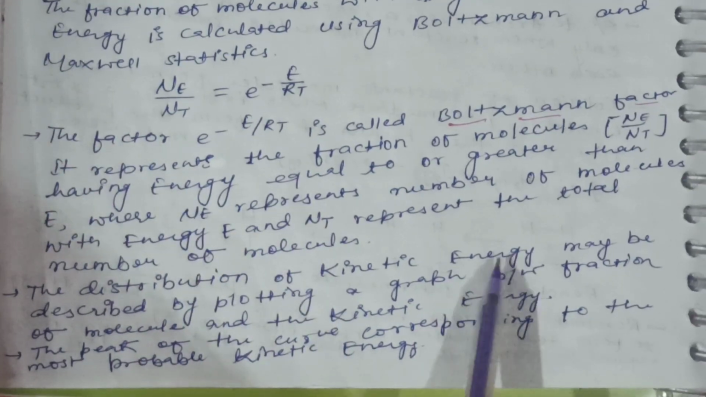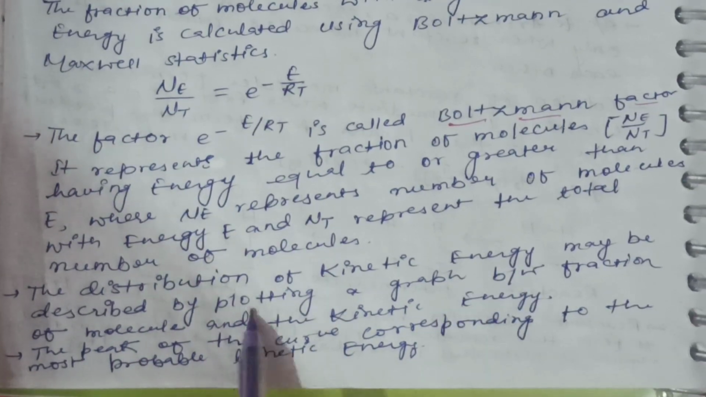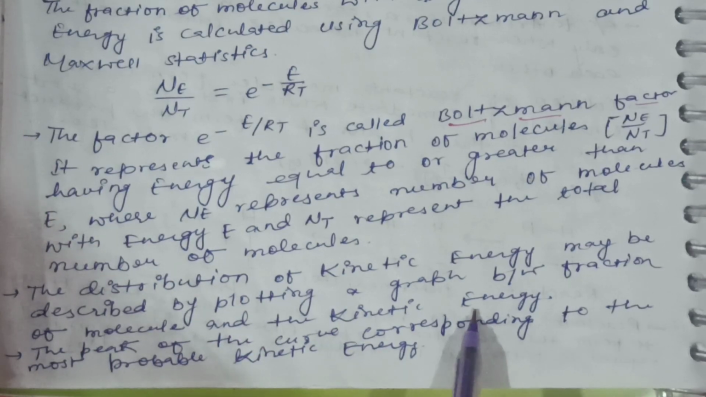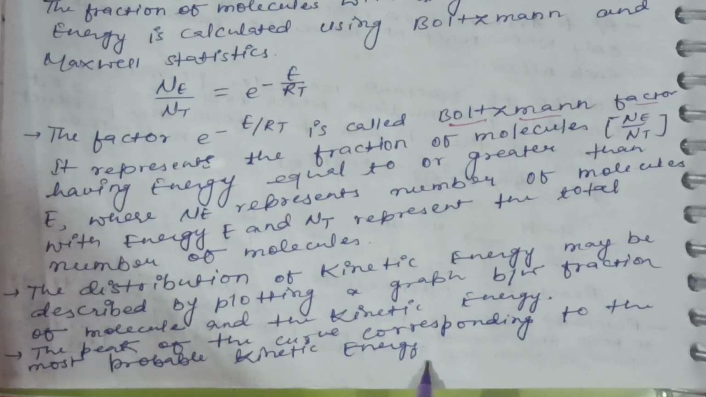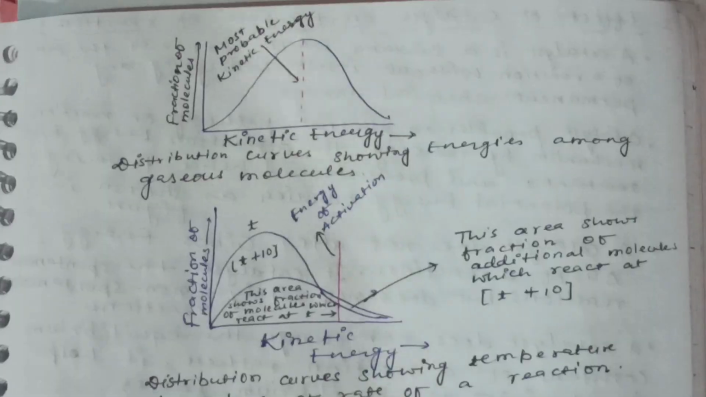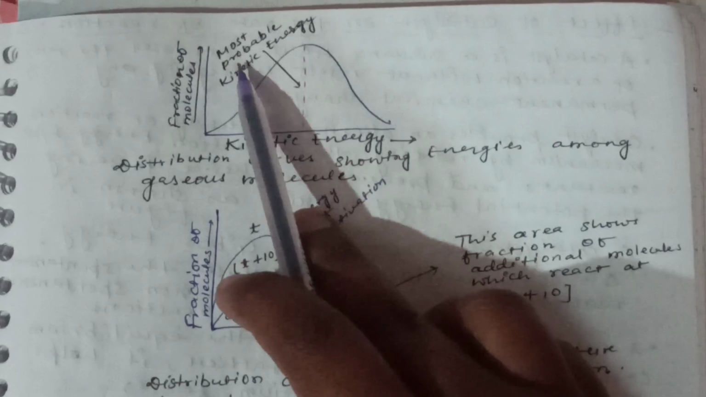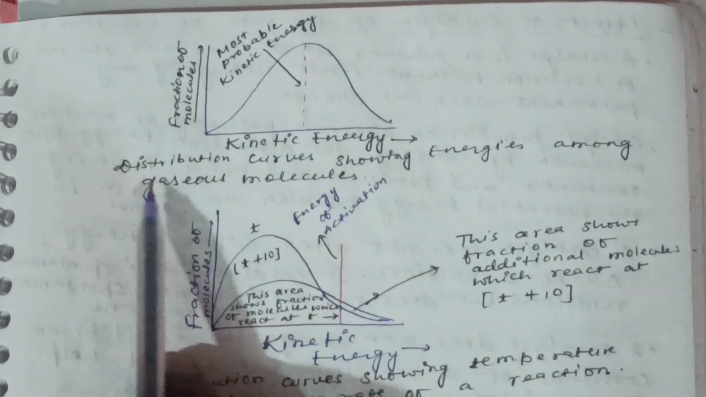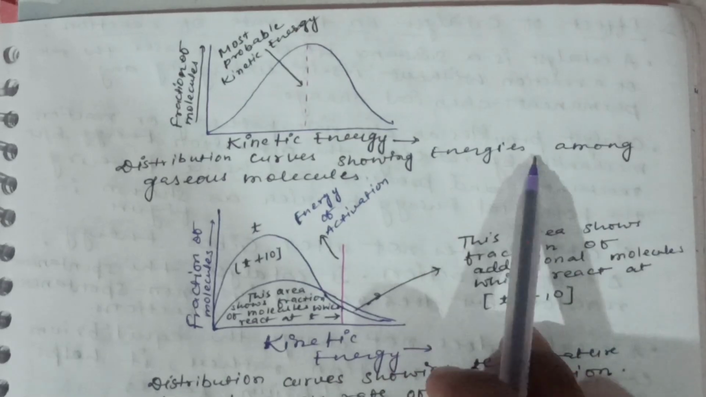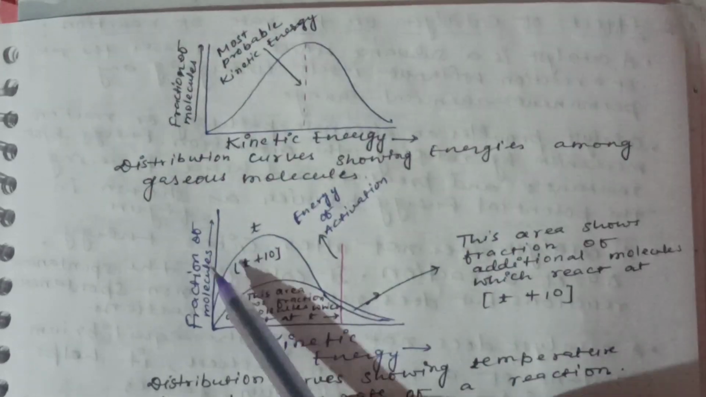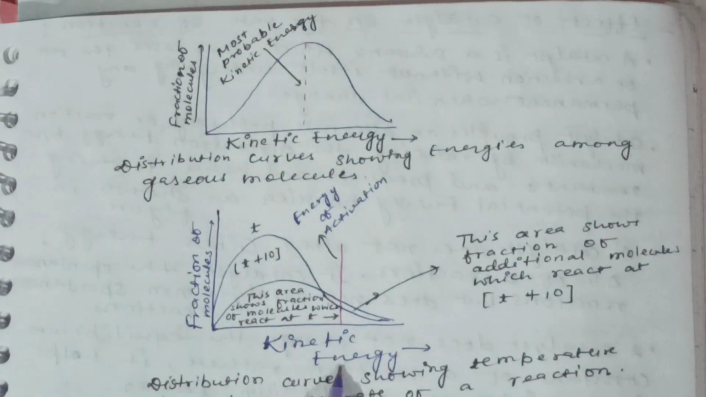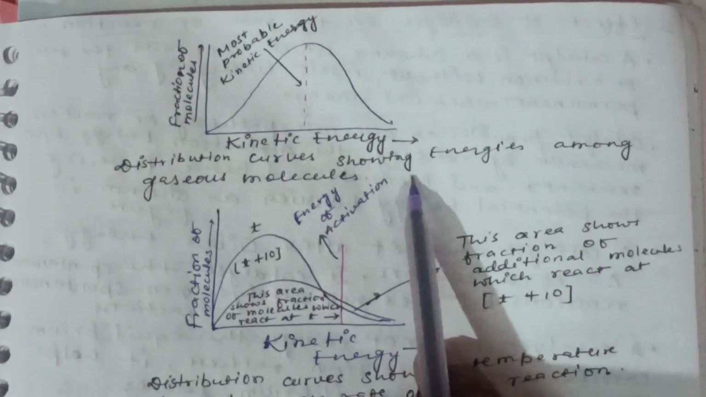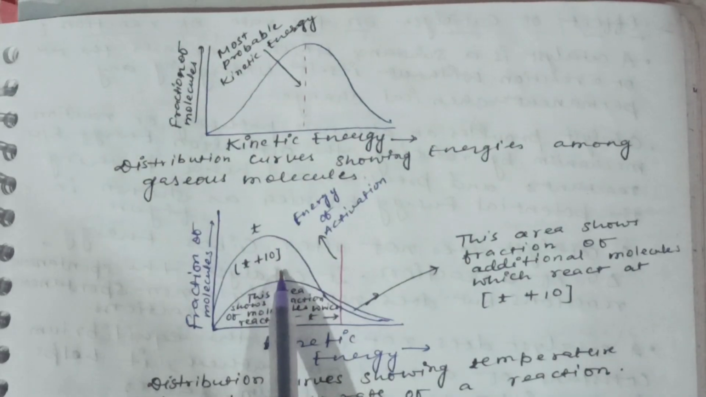Distribution of kinetic energy may be described by plotting a graph between fraction of molecules and the kinetic energy. The peak of the curve corresponds to the most probable kinetic energy. Fraction of molecules, most probable kinetic energy. Kinetic energy distribution curves showing energies among gaseous molecules. Fraction of molecules, kinetic energy, energy of activation, T plus 10.